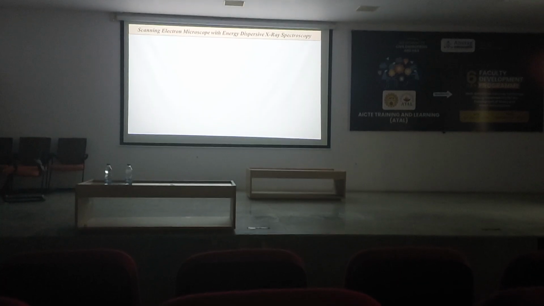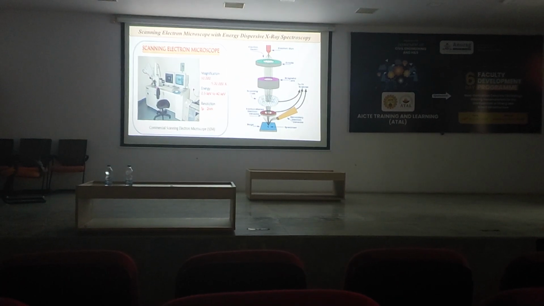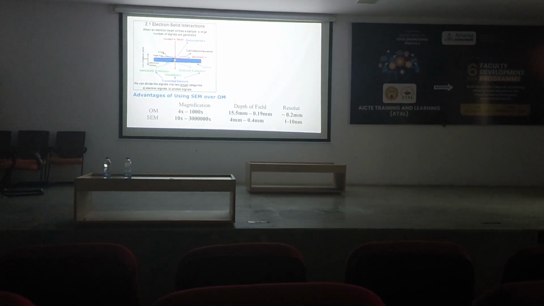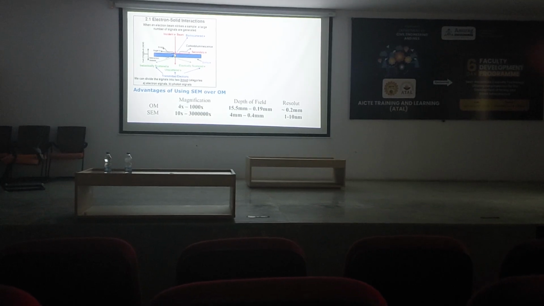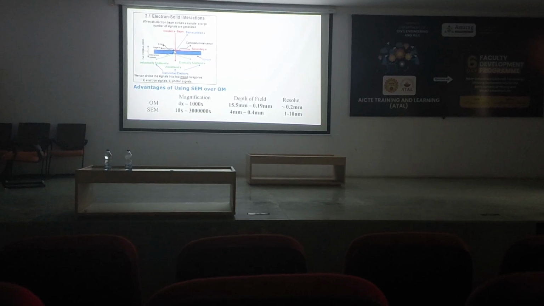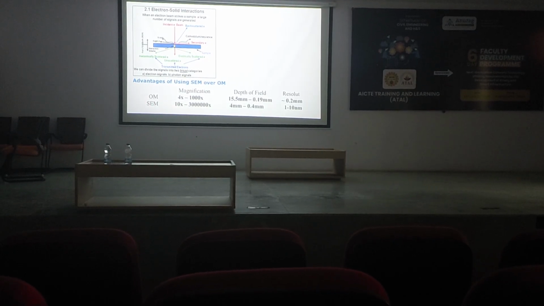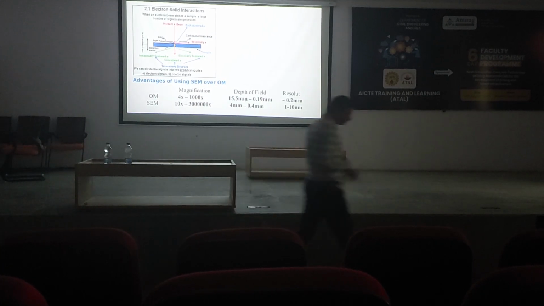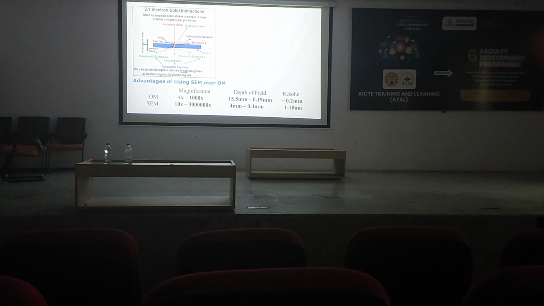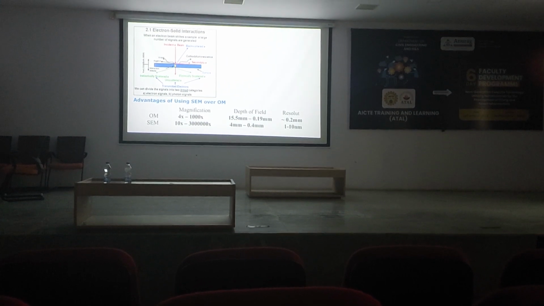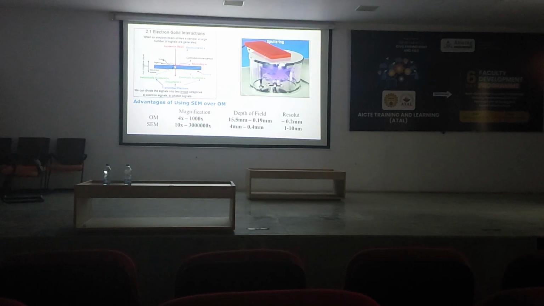And this is the scanning electron microscope. The advantage of the scanning electron microscope is that in an optical microscope the magnification is only 4x, but in the scanning electron microscope it is 10x, right? The depth of field is 15.5 millimeter to 0.919, and the resolution is 0.2 mm. But for the electron microscope it is nanometer range resolution, and the depth of field is 4 mm to 0.4 mm. That is the beauty of the scanning electron microscope, right?